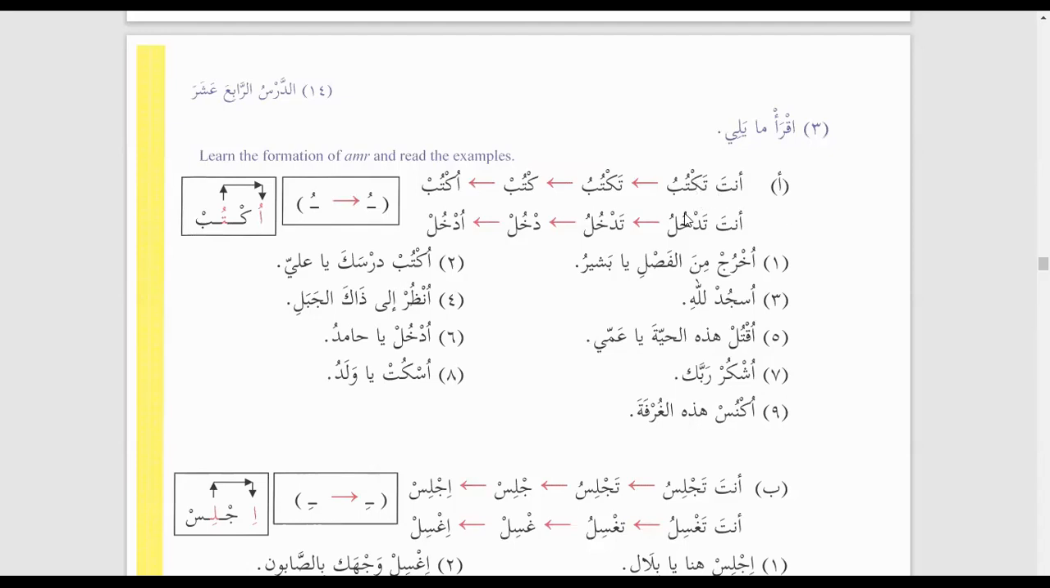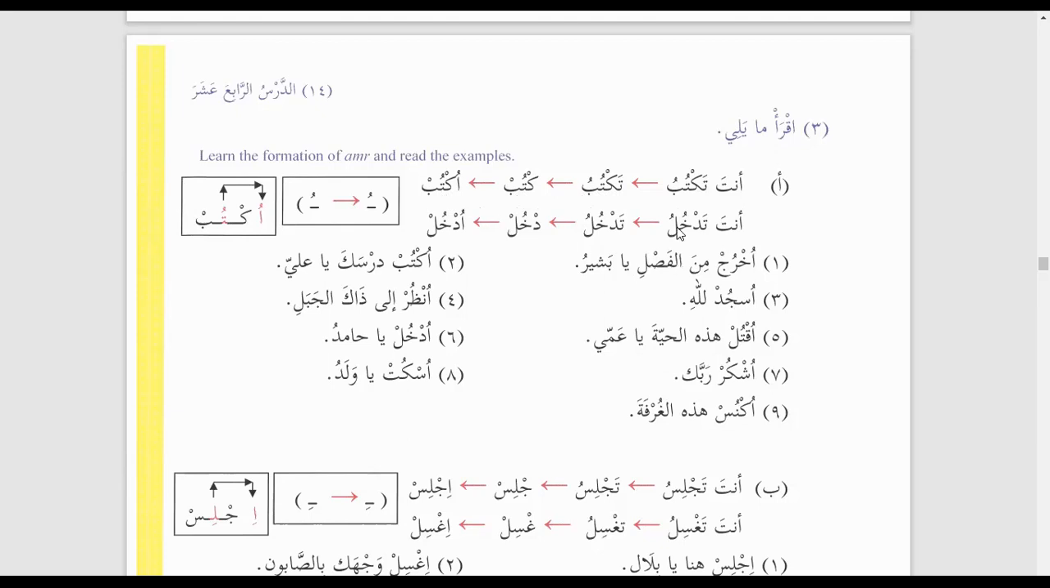Okay, so here they have explained the procedure like I explained it to you earlier. For example, anta taktubu. Taktubu is the mudari form of anta, that is the second person. And then what we have to do, we have to make the last letter sakin, and we have to drop alamatul mudari. So it has become taktub, in fact. It's not readable, so what we have to do now, we have to add hamzatul wasl, and hamzatul wasl will take dhamma if the second letter has dhamma here. So that's why it is uktub.